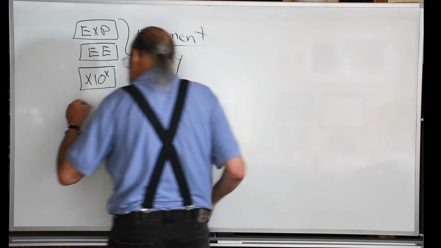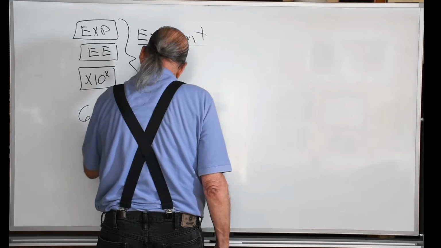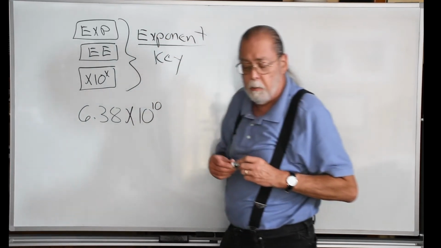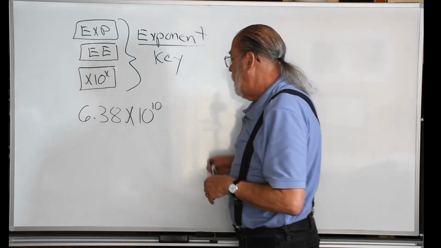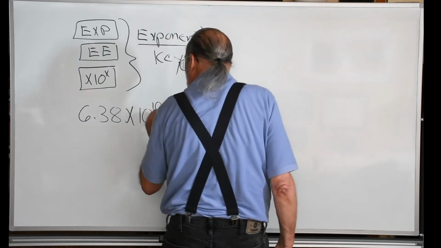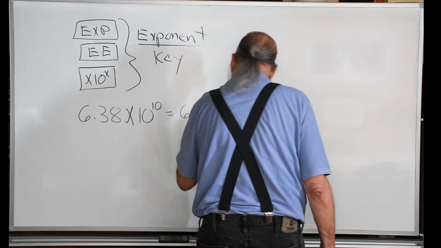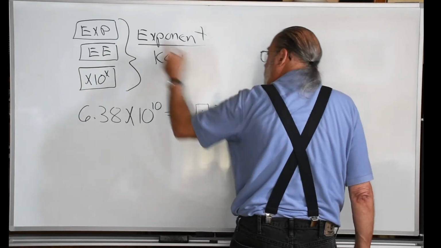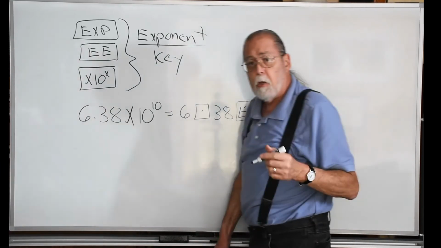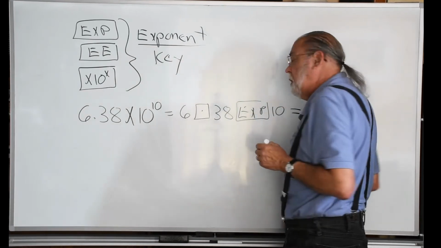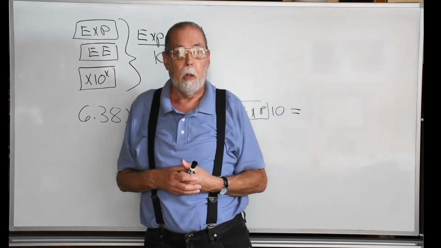So if you wanted to enter 6.38 times 10 to the 10th, and you should do this with your calculator while you're watching the video, the keystrokes that you enter here are 6, the decimal point, 3, 8, the exponent key, or whatever variation you have of that, and then 10, and then what I would like you to do is press the equals sign. This will force the calculator to display the result.